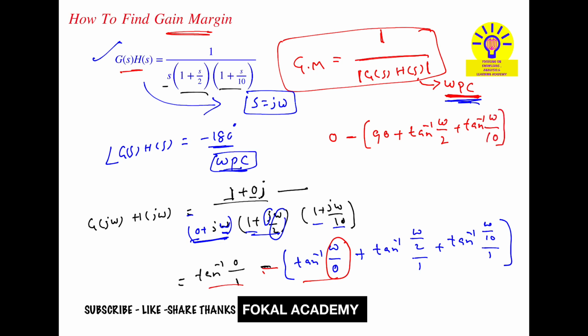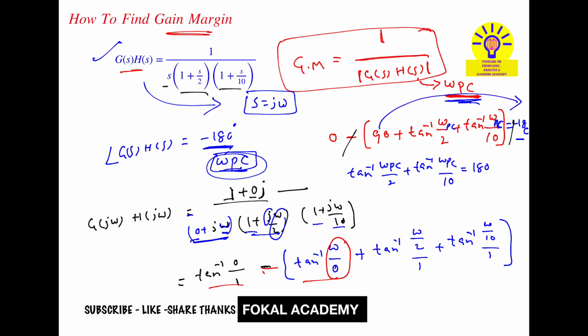This is equal to minus 180 because we are going to find the phase crossover frequency, and here omega means omega pc. The frequency at which it gives minus 180 is called the phase crossover frequency. Here minus minus cancel. Now it becomes tan inverse of omega pc by 2 plus tan inverse of omega pc by 10 equal to 180. Bring this 90 to the right hand side, it becomes minus 90, so it becomes 90 degrees.